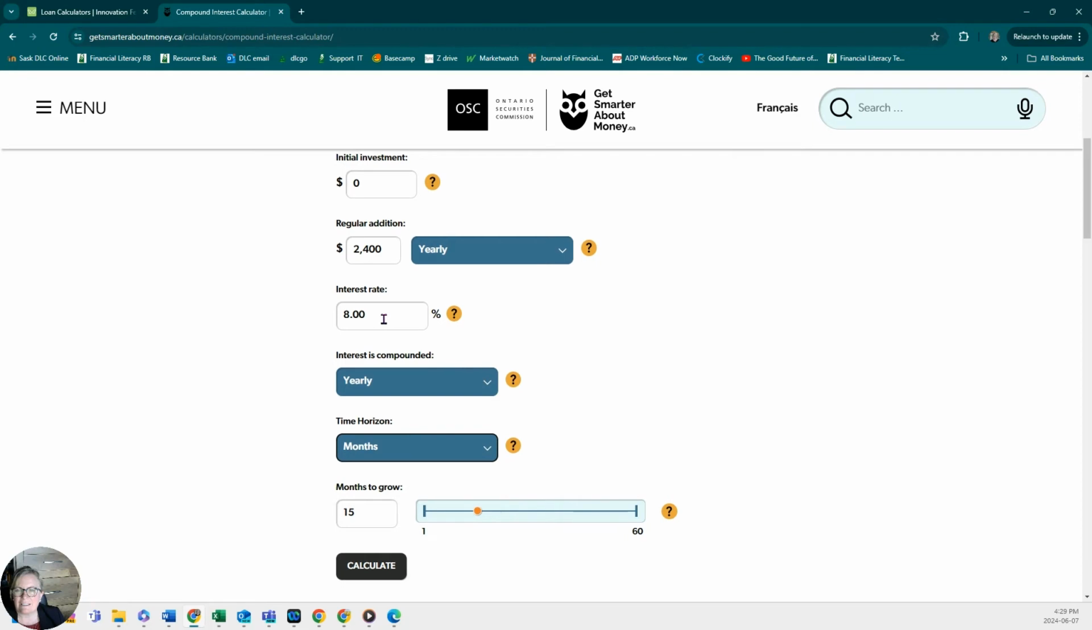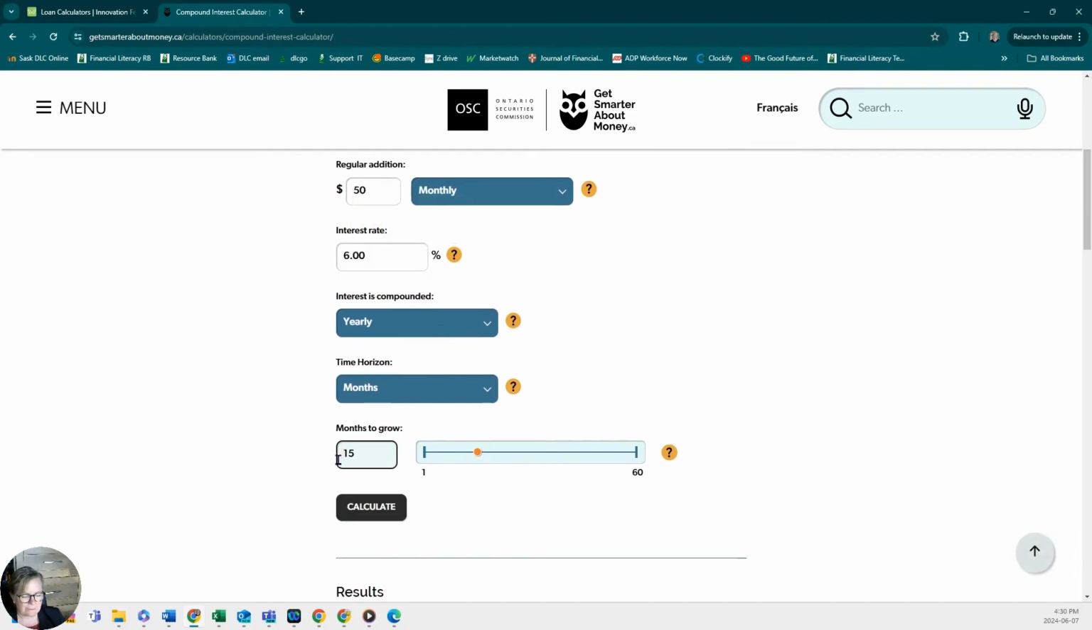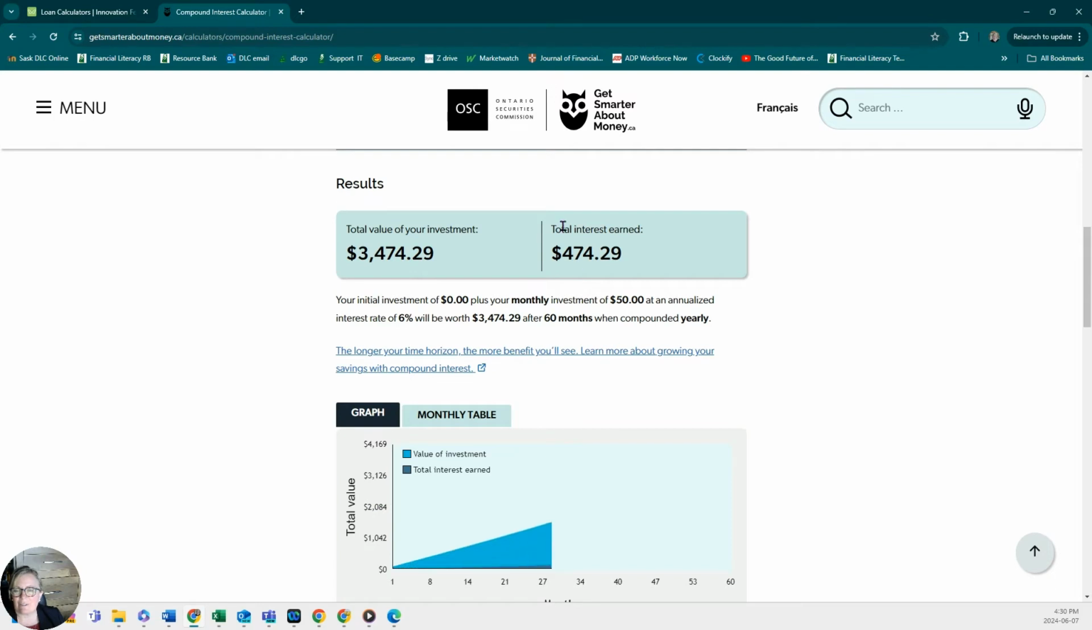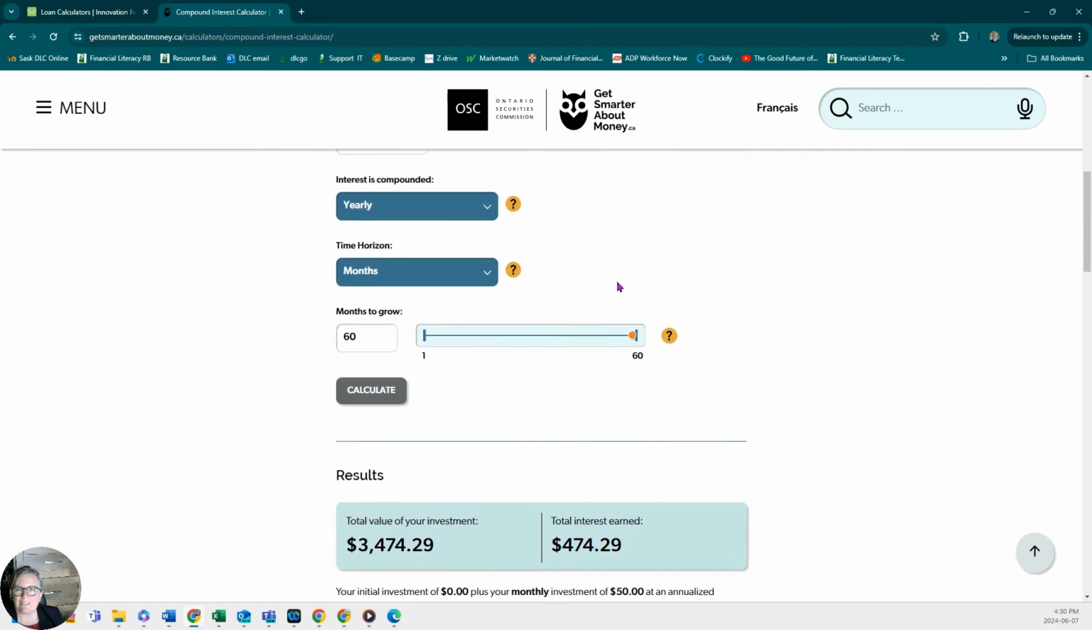So let's say you're going to do $50 a month, and you want to know how much, and you're going to invest at 6%, and let's say for 5 years. So 60 months later, it's just $50 a month, $3,500. So something as small can really grow. And again, this $400 is your interest. Okay, so that's your interest calculator.